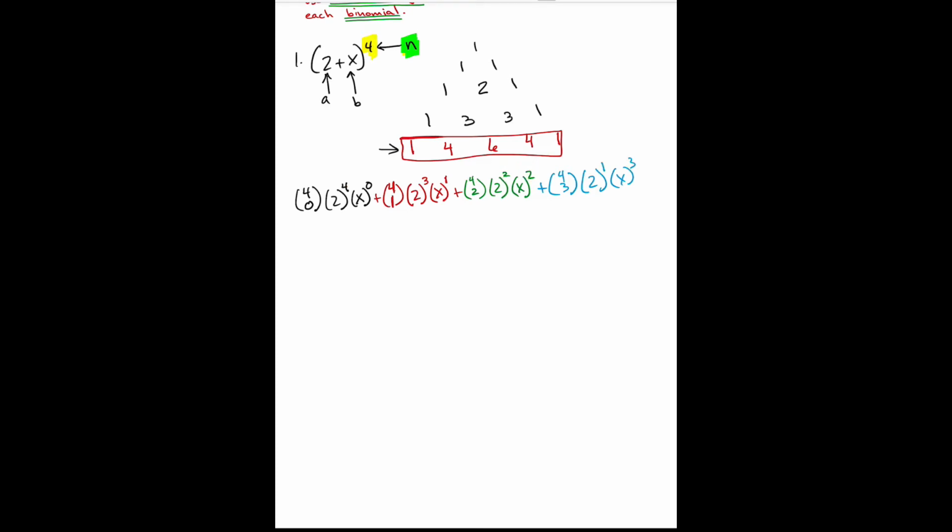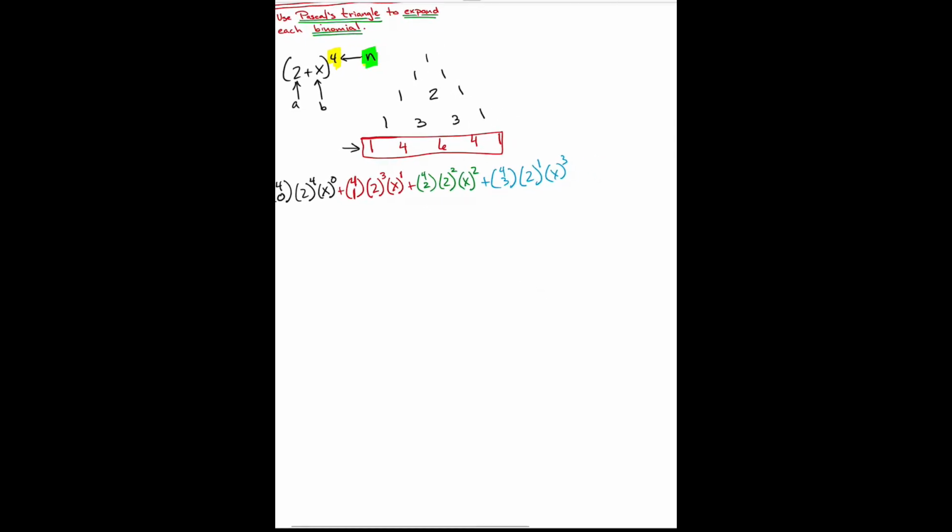Okay, so finally I will have my last one, which will be plus some exponent, 4 choose 4, and that's how I know I'm done. That's my last one, when my top number and my bottom number are the same. So my a term, which is 2, is now raised to the 0 power, and my b term, which is x, is now raised to the 4th power, right? Still equals 4.